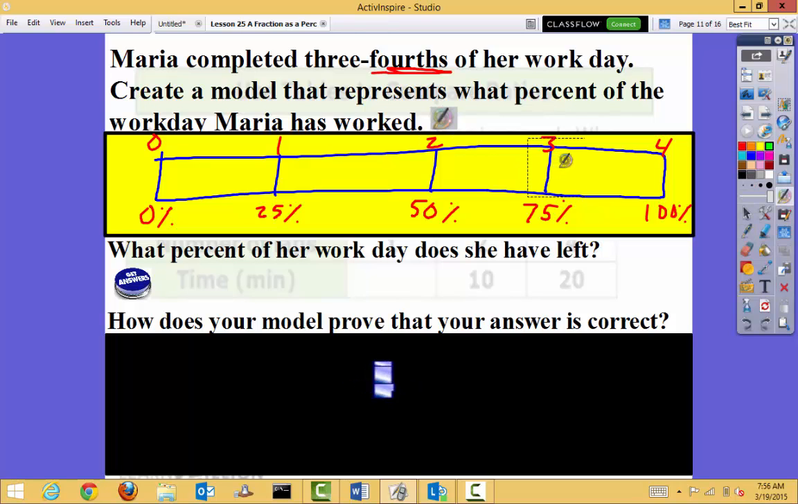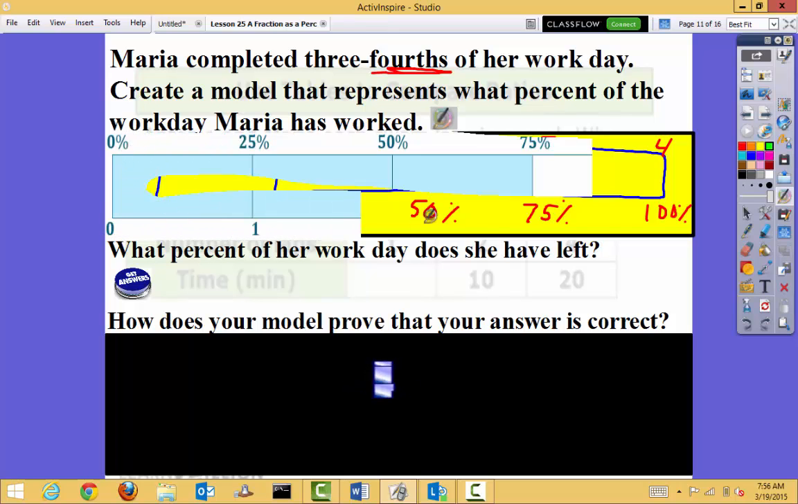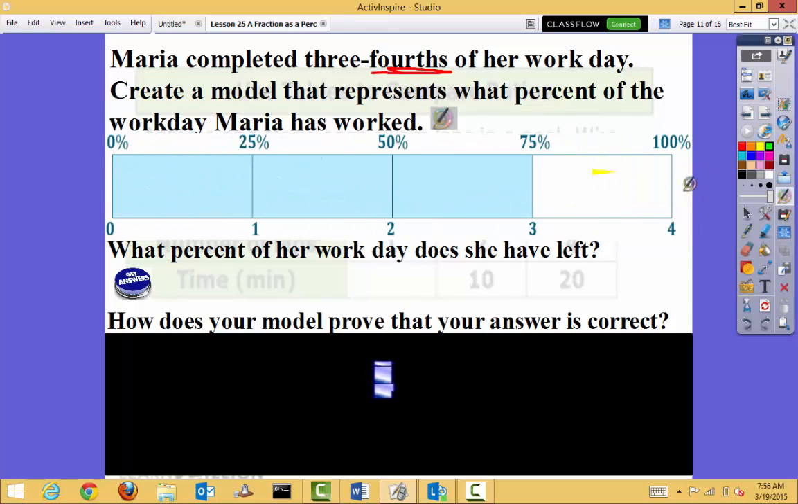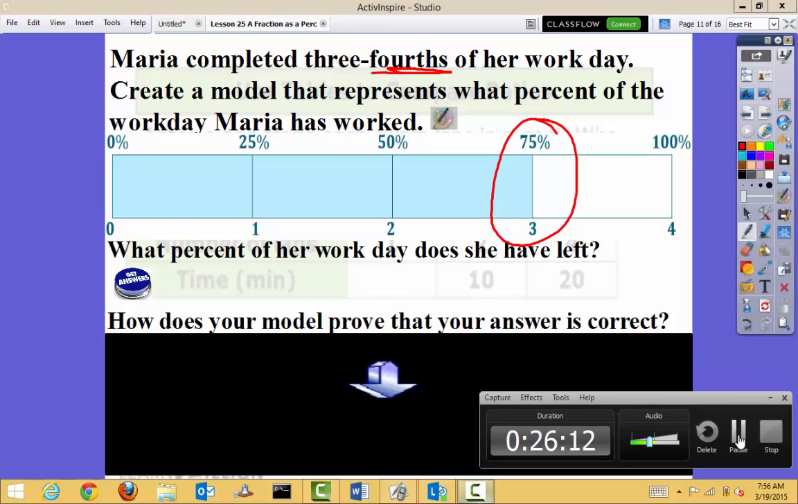So let's look at one that's just a little bit nicer that I made. So now what can we do? Well, I can look and I can see, well, look at that. There's my 75%. All right, let's take a little break.